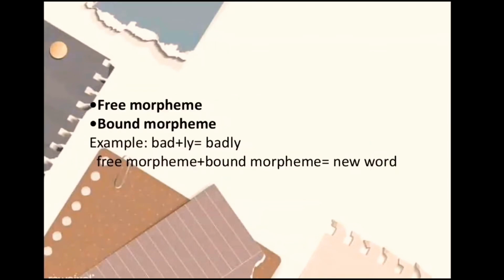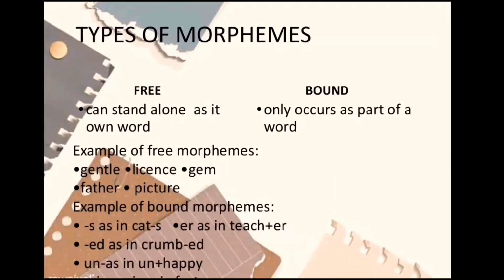Free morpheme and bound morpheme. Example: bad plus ly equals badly. Free morpheme plus bound morpheme is equal to a new word. Types of morphemes: free morpheme and bound morpheme. A free morpheme can stand alone as its own word. A bound morpheme only occurs as part of a word.